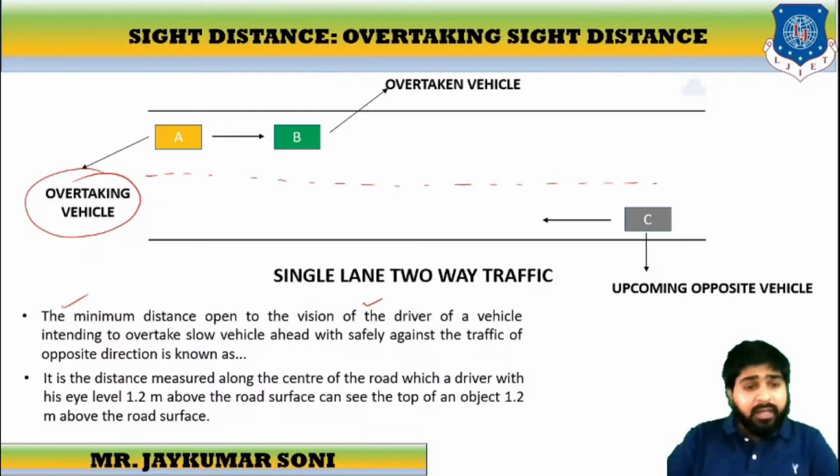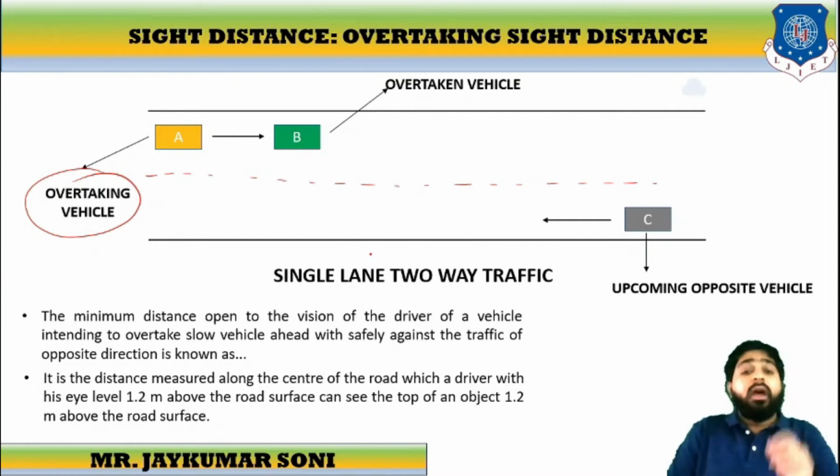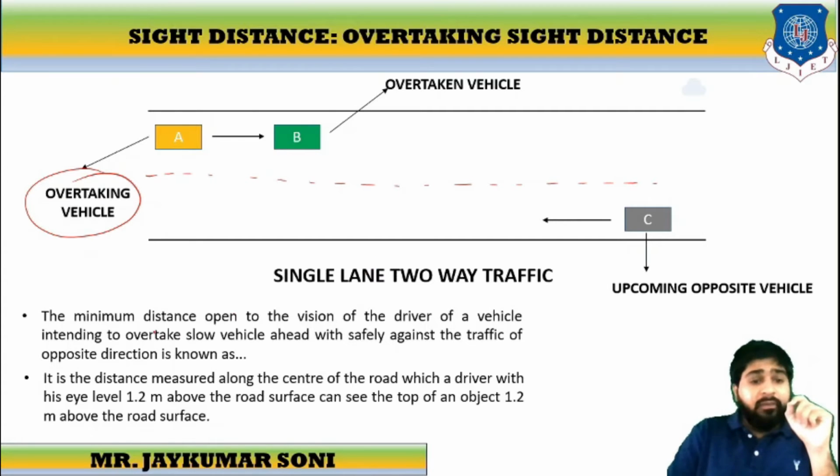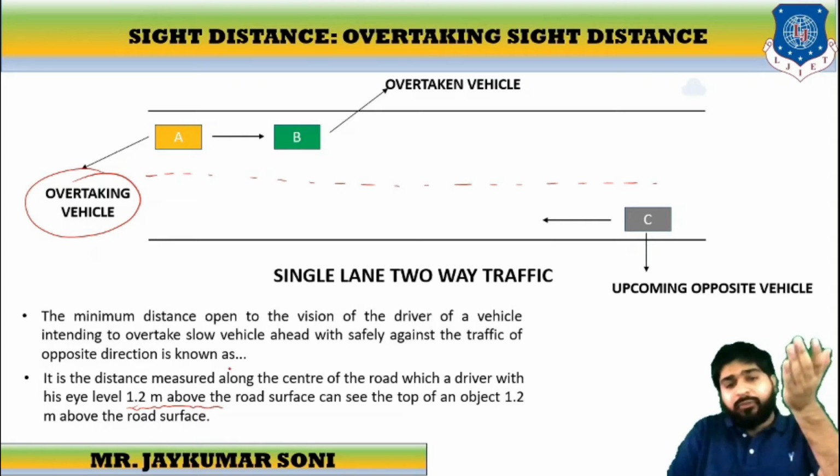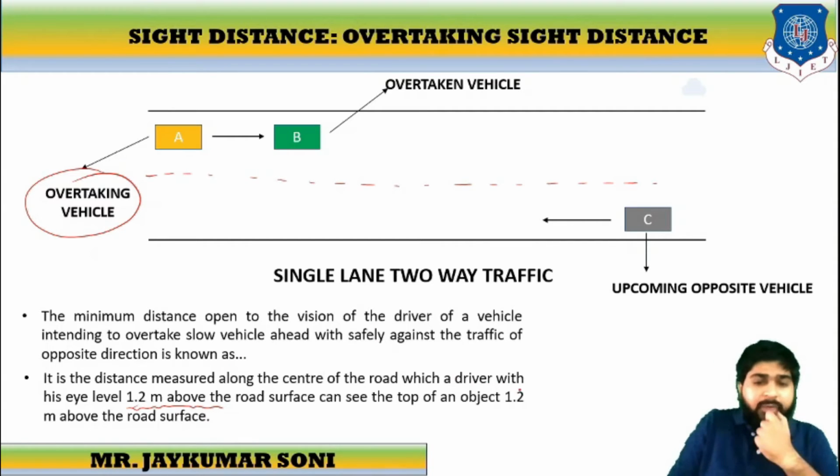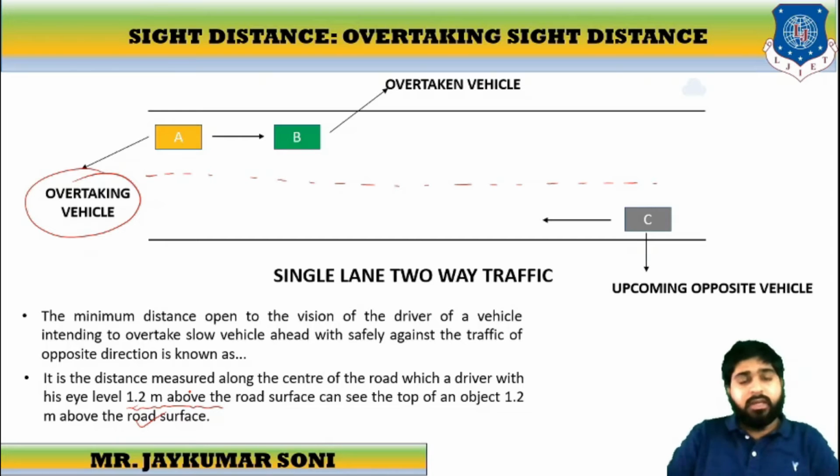It can also be understood with this another definition, that it is the distance measured along the center of the road. This is the center of the road, at which a driver with his eye level 1.2 meter above the road surface can see the top of an object 1.2 meter above the road. So this is how it can be understood.